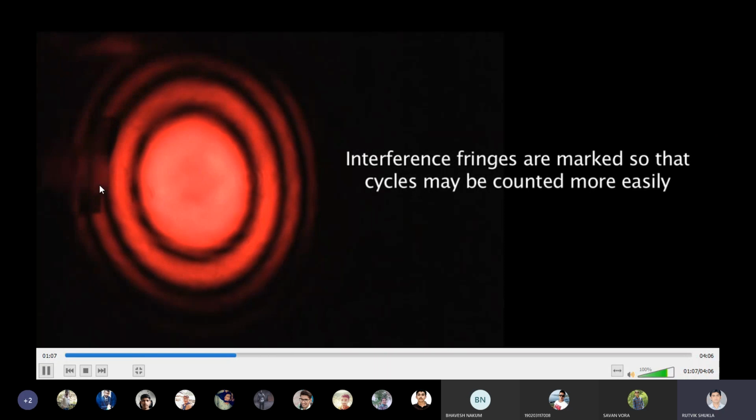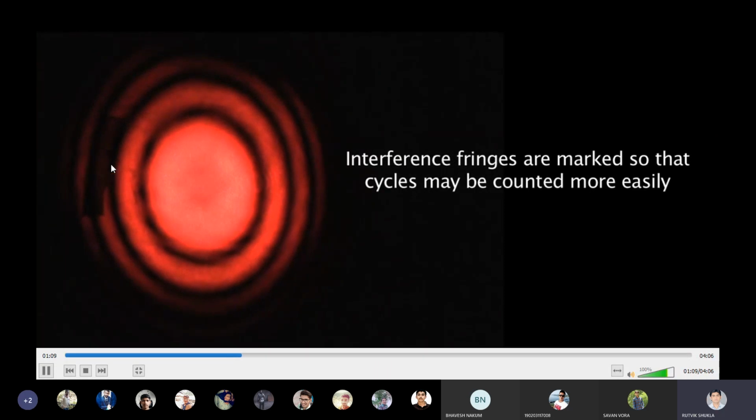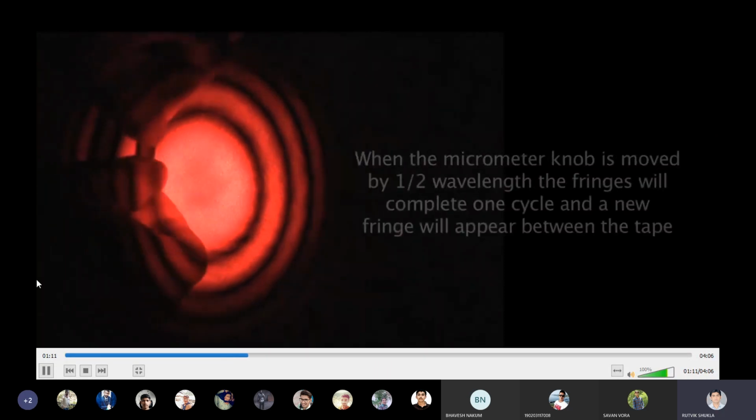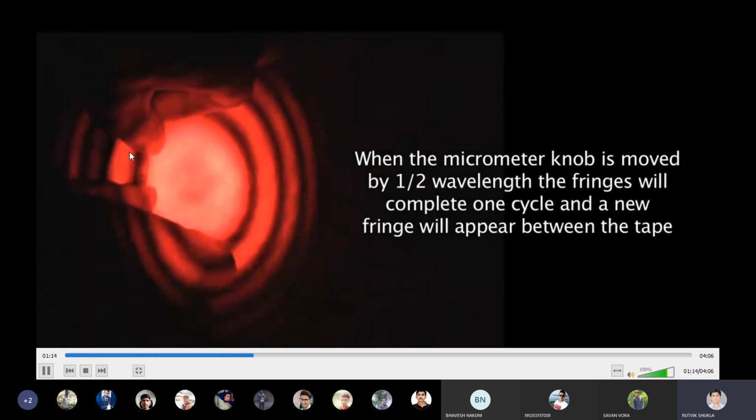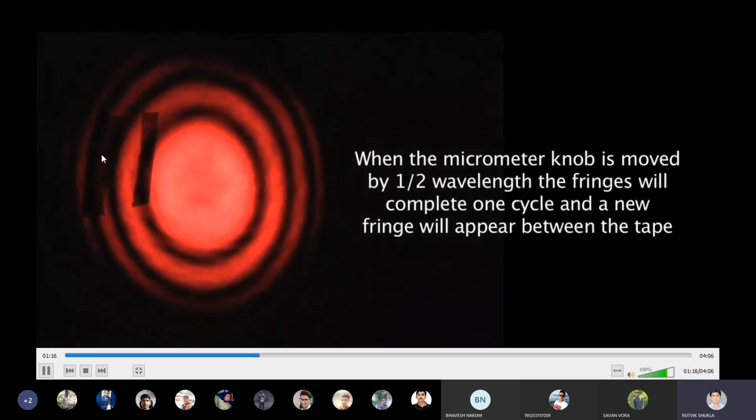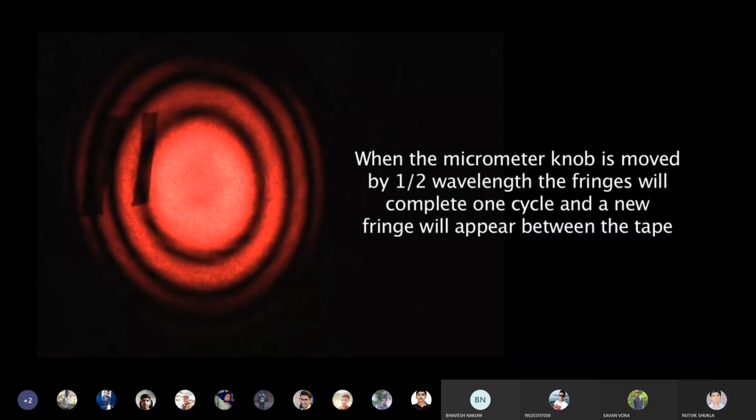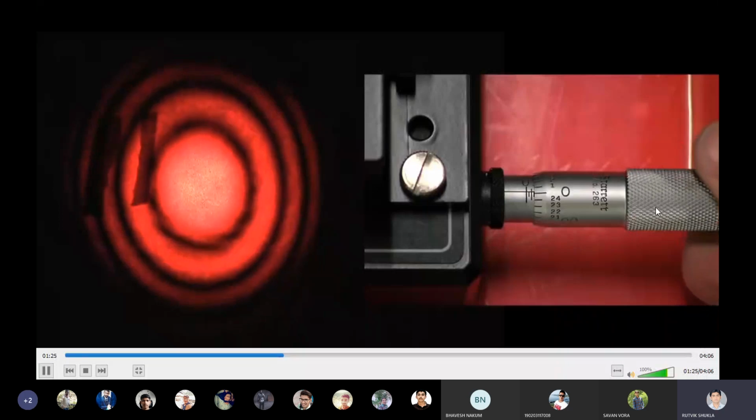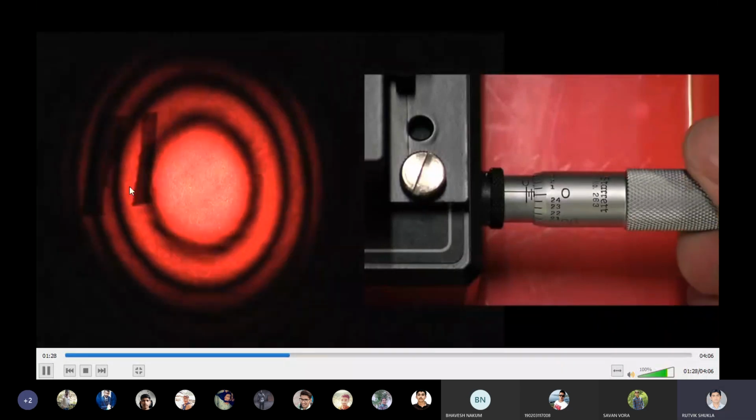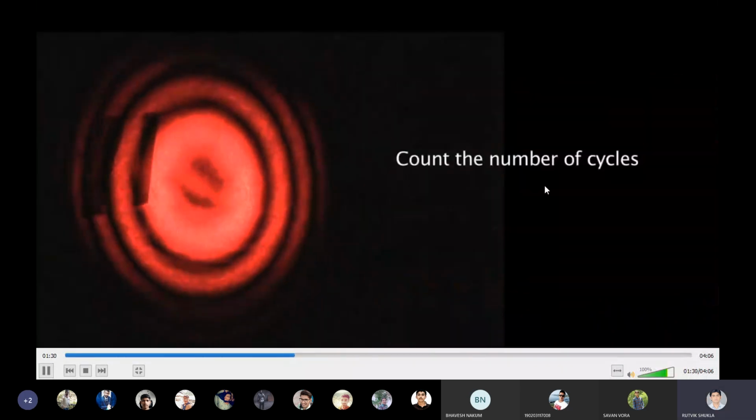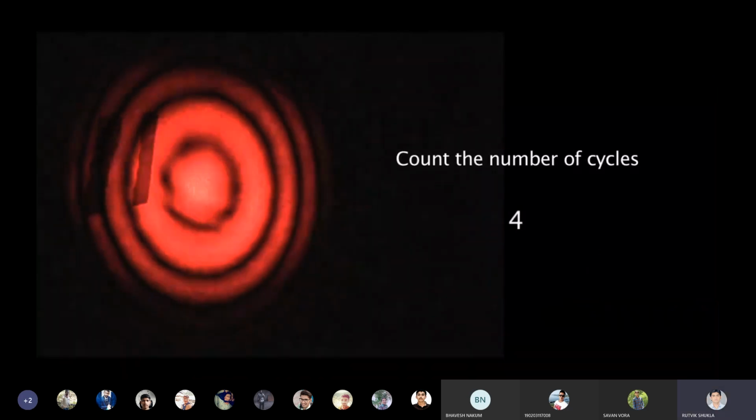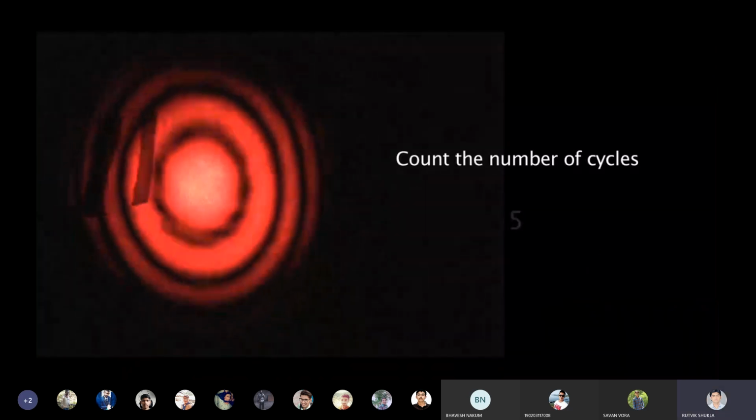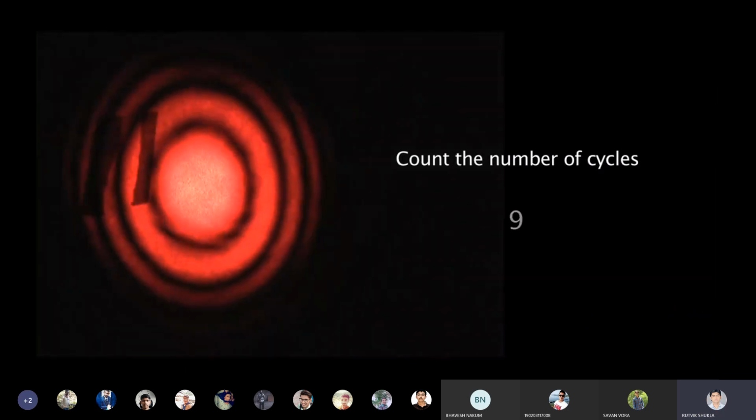Now if we put a marker here, what will they do? Now they will start counting. They are moving this micrometer, and they will count how many times it moves. Count the number of cycles: 3, 4. Every time one crosses, they will count it. This is called one cycle.